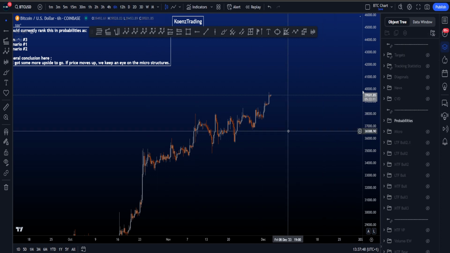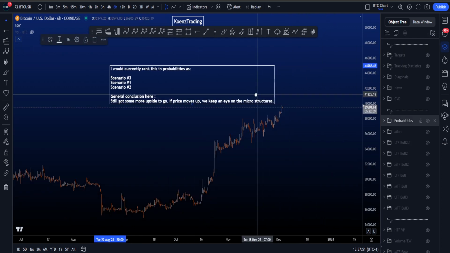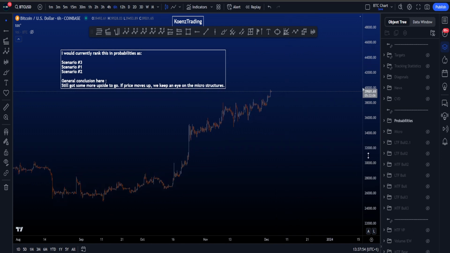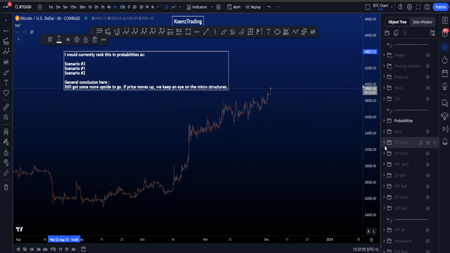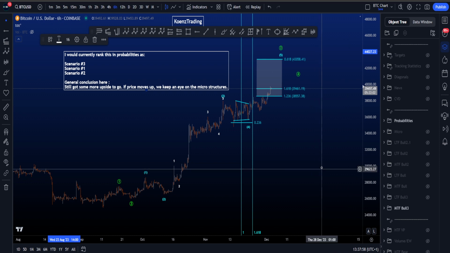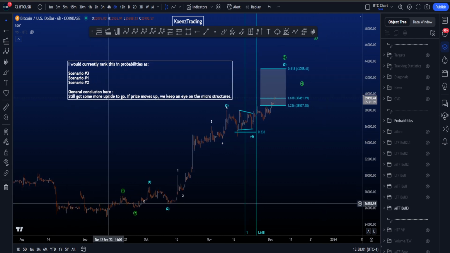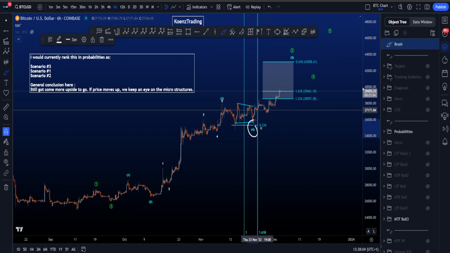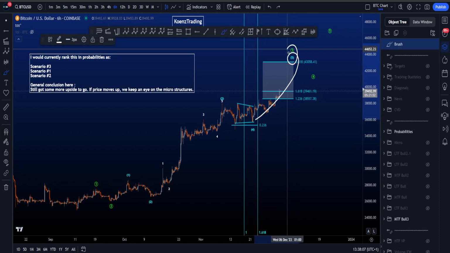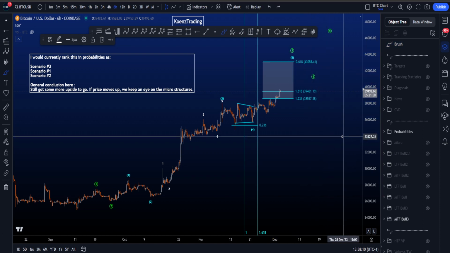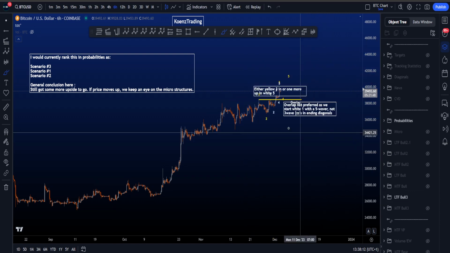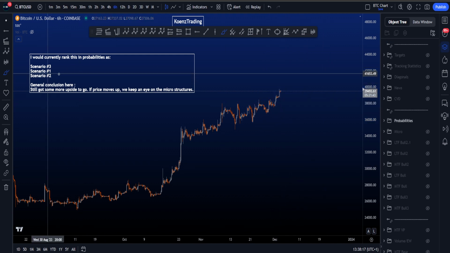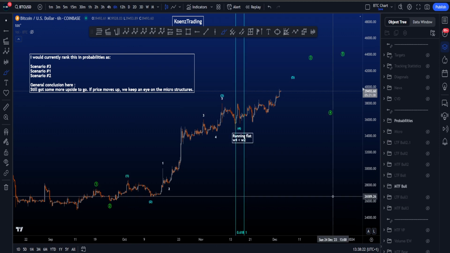So if we then finally look at the probabilities of these scenarios, then currently I would rank these scenarios as follows. First, scenario number 3, which is the one that I started the video with, where we are looking for a triangle 4, now working on a wave 5 to finish green 3, then green 4, and then a green 5 to the upside, where the low time frame count is going to be the impulse as explained earlier in the video.